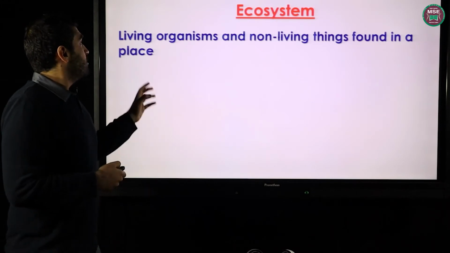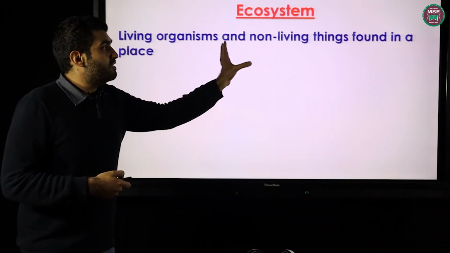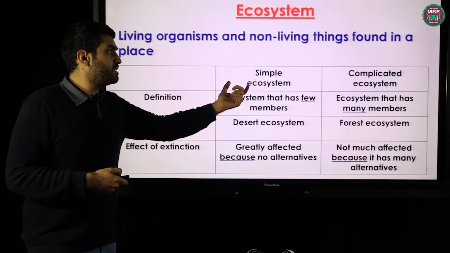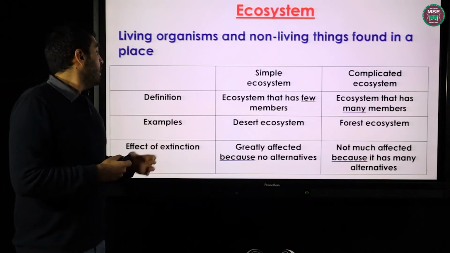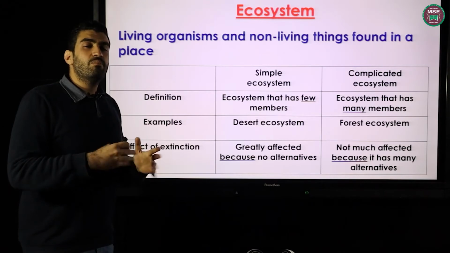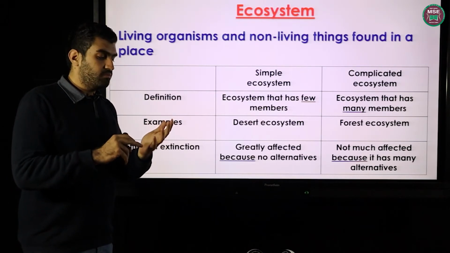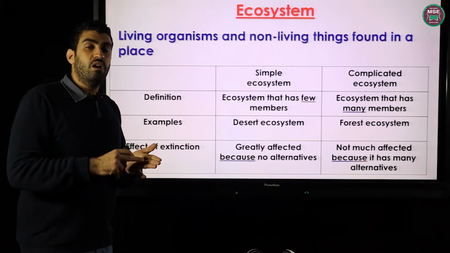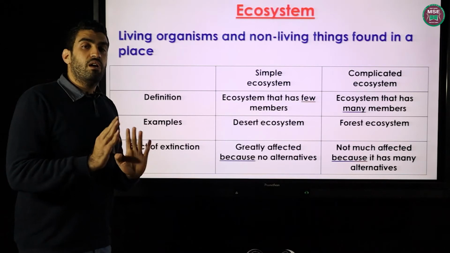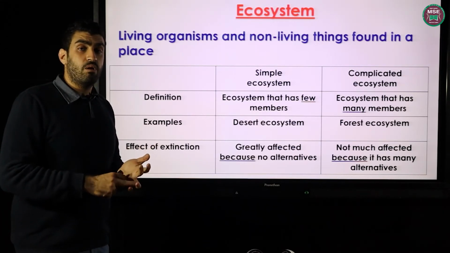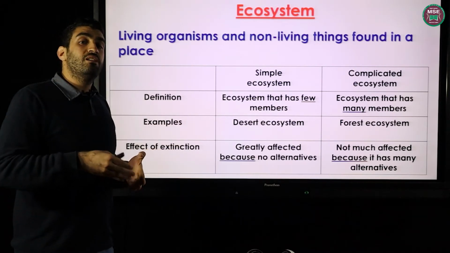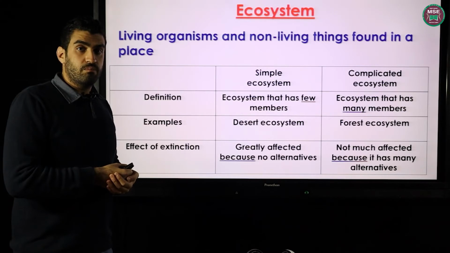Ecosystem. Ecosystem is living organisms and non-living things found in a place. For example, I have simple ecosystems and complicated ecosystems. A simple ecosystem has a few members, few species, not many, like desert. Desert has living organisms like some insects, cactus, for example, some snakes. And the non-living things like sand, rocks, water, air. So desert is an ecosystem because it has living organisms and non-living things, okay.